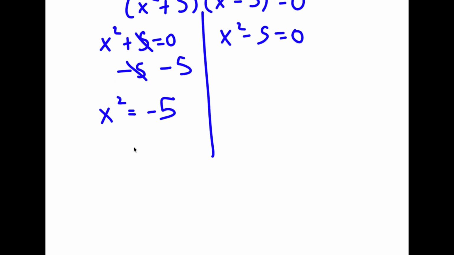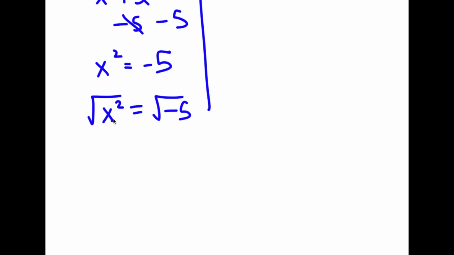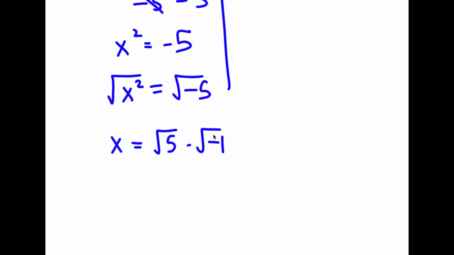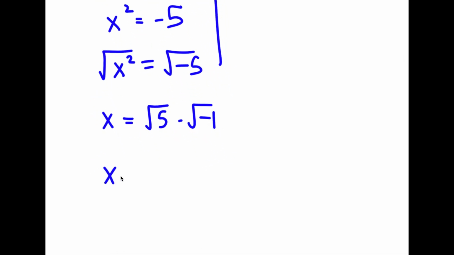Now, if I take the square root on both sides, I get the square root of x squared is equal to the square root of negative 5. Now the square root of x squared is simply x, so I have x is equal to the square root of 5 times the square root of negative 1. And if you guys already know, the square root of negative 1 is simply equal to i. So now I have x is equal to the square root of 5i.